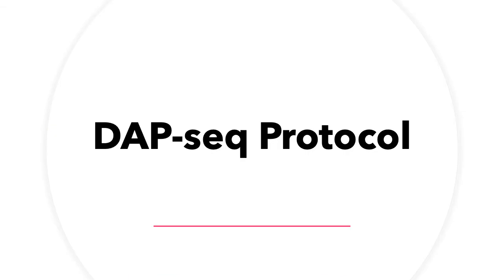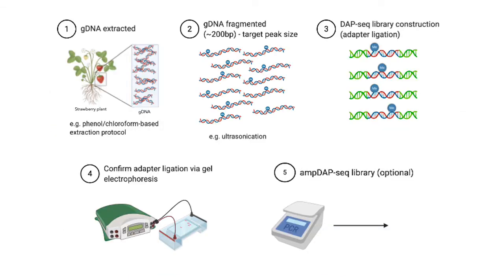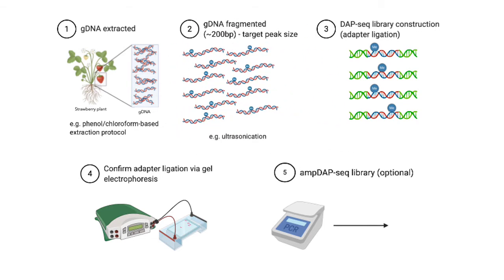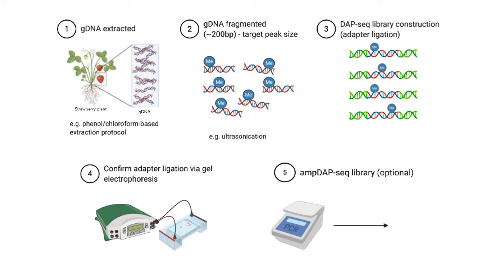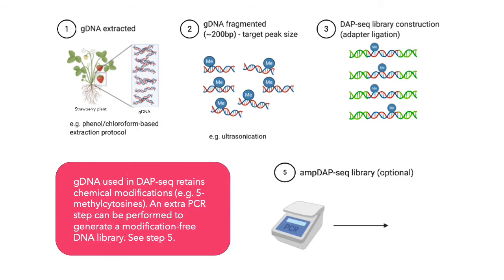Now let's discuss the DAP-seq protocol. First, the genomic DNA of interest is extracted. This can be accomplished using a phenol-chloroform-based extraction protocol. Next, the genomic DNA is fragmented through a method such as ultrasonication, where you're left with genomic DNA around your target peak size of about 200 base pair. The DAP-seq library is then constructed by ligating adapters to the genomic DNA. Successful adapter ligation can be confirmed via gel electrophoresis.